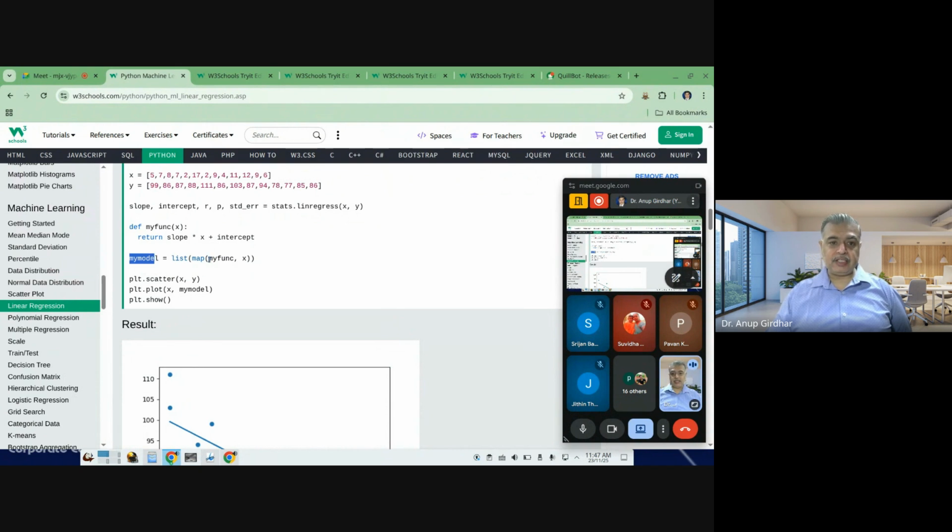So please try to understand first what mapping is. Mapping means applying the function to each value, right? So you take one x value which goes to your function. This function performs the calculation with that specific x value: slope multiplied by x plus intercept. This is the output that comes out of this method, and that goes to the list, and you get a list of the values. Okay.